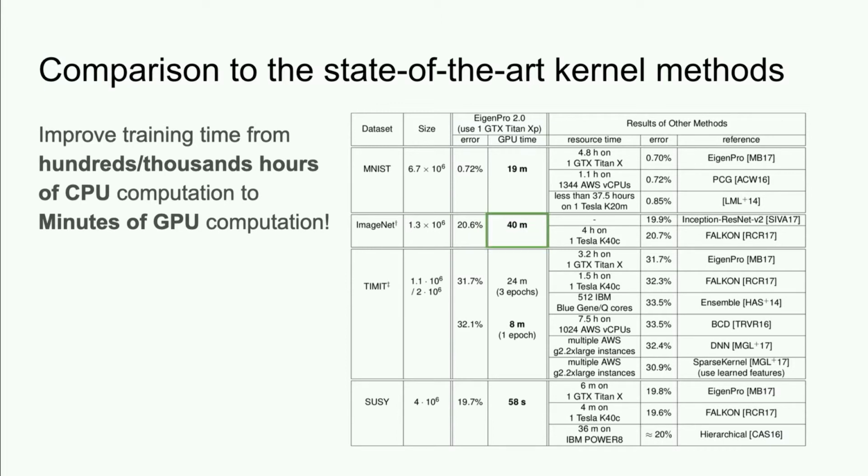I want to highlight the result with ImageNet. We train a full ImageNet on a single GPU in around 40 minutes. We also compare results with block coordinate descent, which is a strong result. We are able to finish training on a single GPU in 80 minutes. In comparison, their method will take a few thousand hours. What's more interesting is we are able to achieve a slightly higher test accuracy.